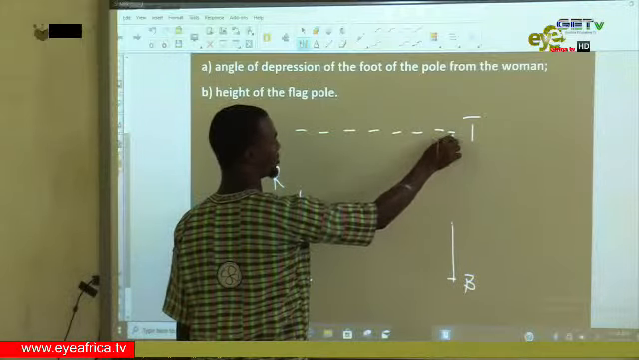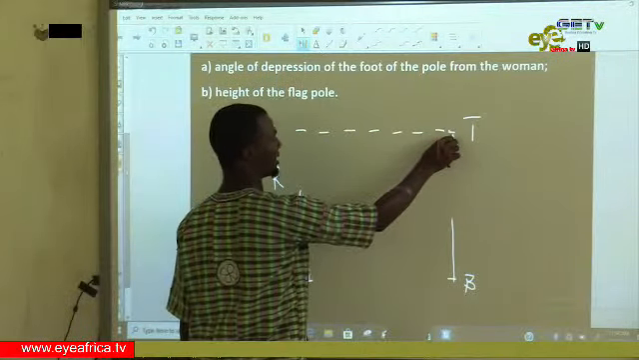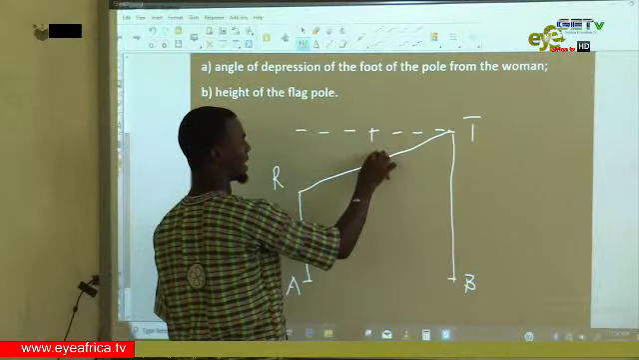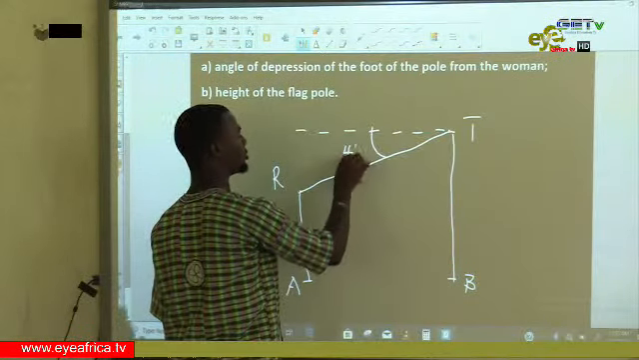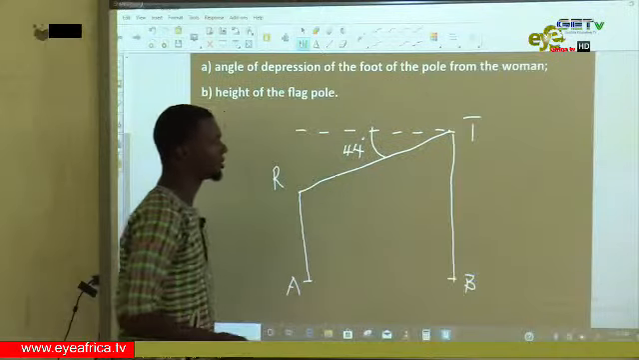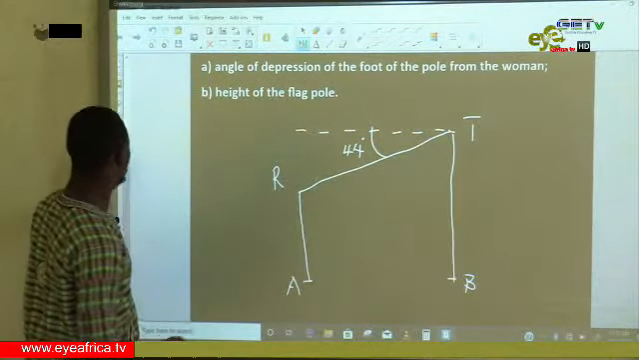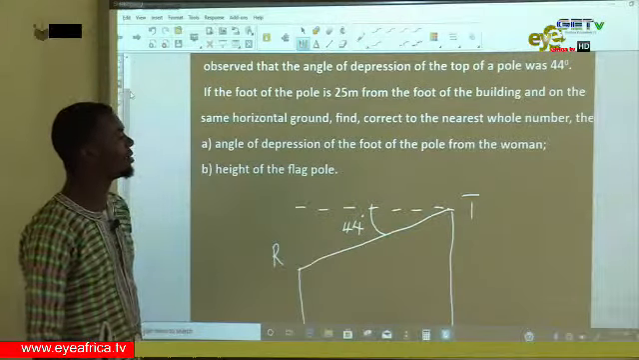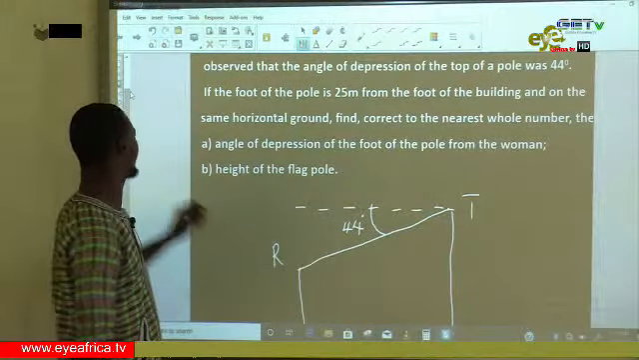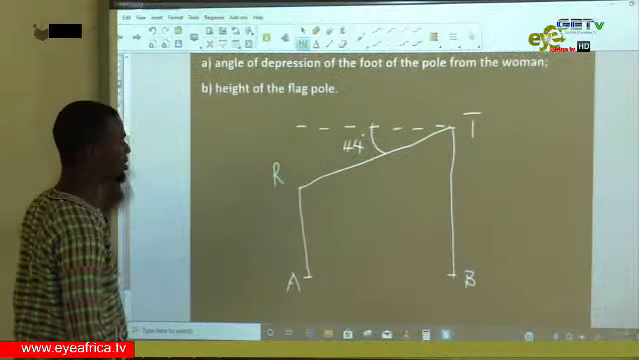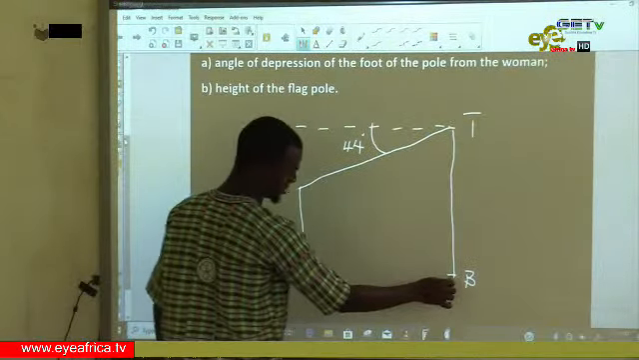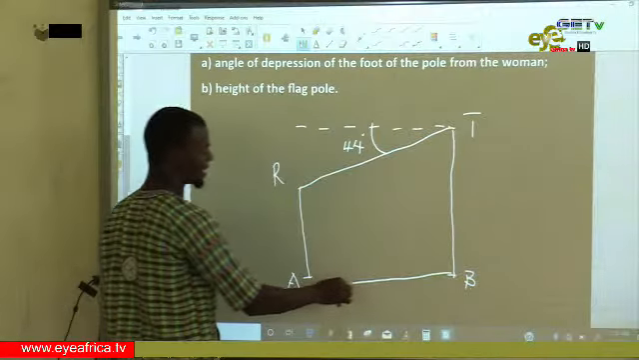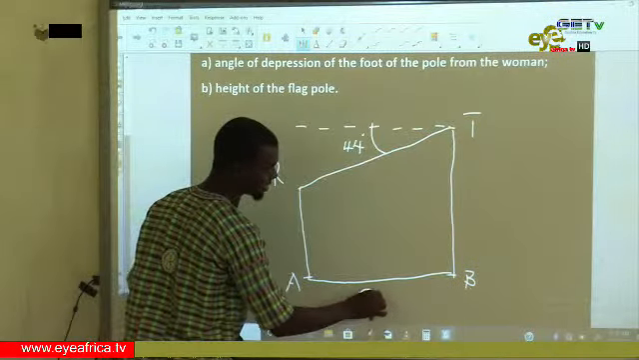So the angle of depression from the woman to the top of the pole is 44 degrees. So we have from the woman to the pole, we bring that line to the top of the pole. This angle here is 44 degrees, the angle of depression. If the pole is 25 meters away from the foot of the building, this is the foot of the building, and that's the foot of the pole. If it is 25 meters away, this is 25 meters.